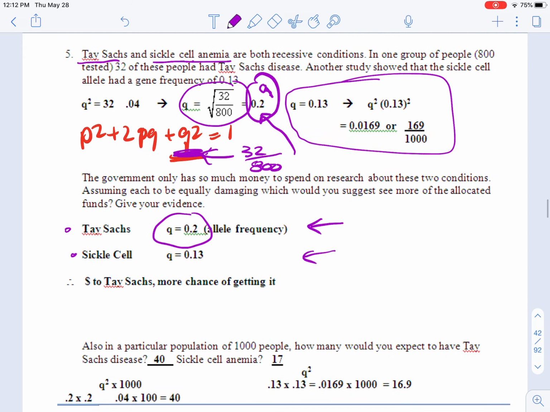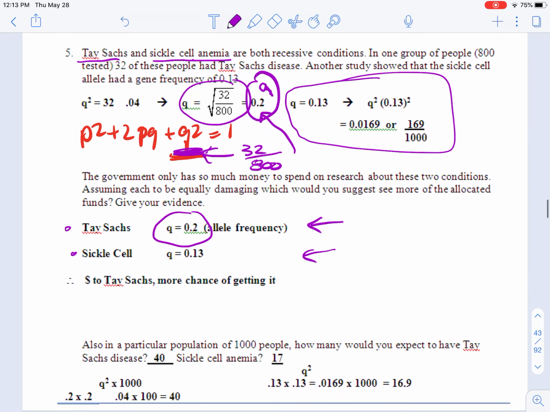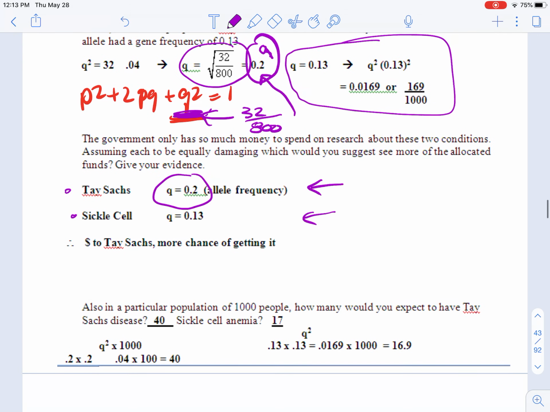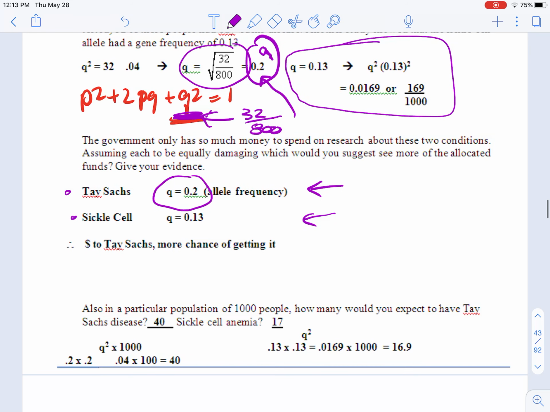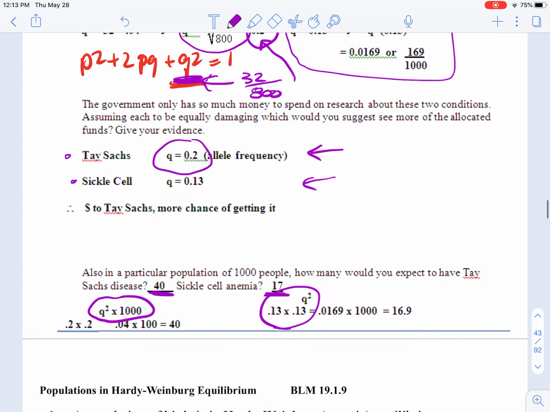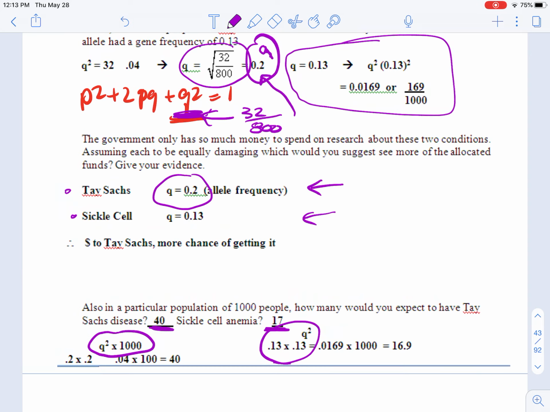So who would get the money for research? If you had to pick one, probably it would be the one that's double as prevalent in the population. So you're just finding the q for both of those. And then it says how many would have it in a group of 1,000. Remember, q squared is how many have it in the population. So you go q squared for each one, multiplying the q squared times 1,000, and we find out that Tay-Sachs is 40 individuals and sickle cell would be 17 individuals.